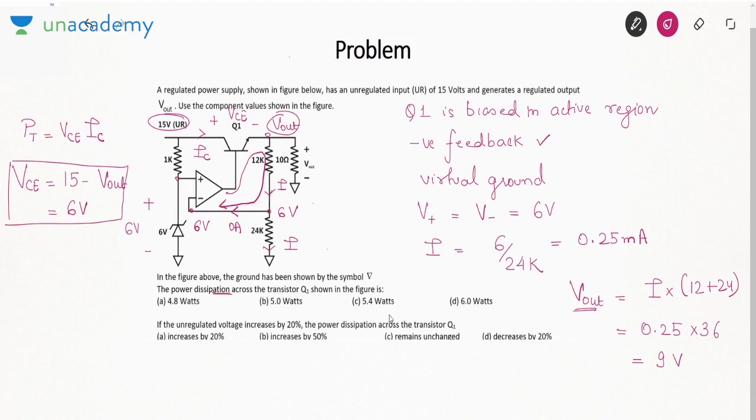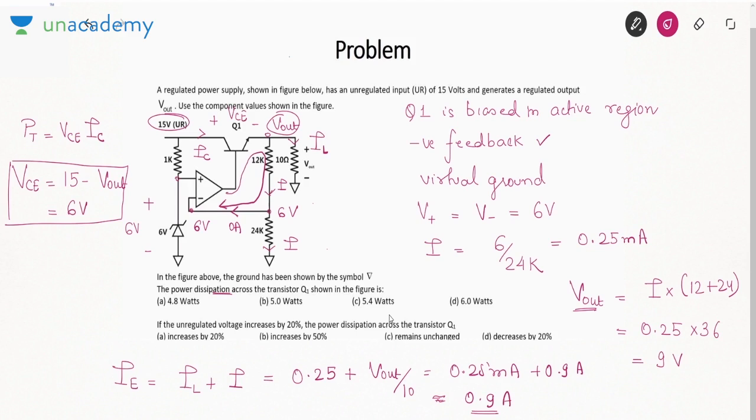What I need now is the collector current. See, if this current is I load, what is the emitter current? Emitter current consists of two components, I load plus I. I is 0.25 milliampere. What is IL? IL is V out by 10. That is 0.25 milliampere plus 0.9 ampere, so it is approximately 0.9 ampere. In front of ampere you can ignore milliampere.